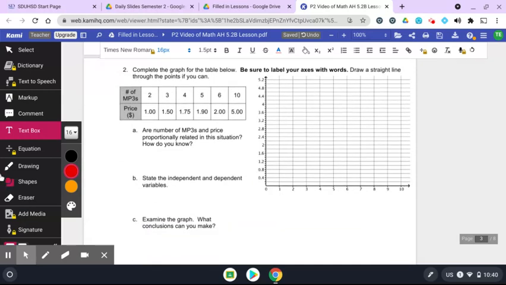So here, 1 times 2 is 2, and 1.5 times 2 is 3, and 1.75 times 2 is not 4. So I'm thinking that there might be something funny here, because there is nothing I can multiply the price by to get to the number of MP3s.